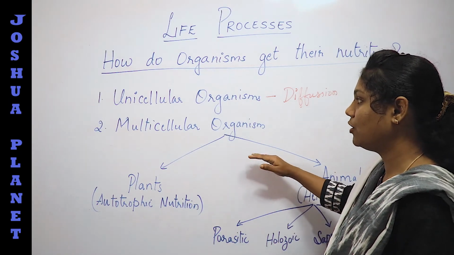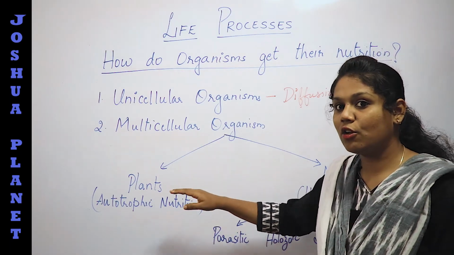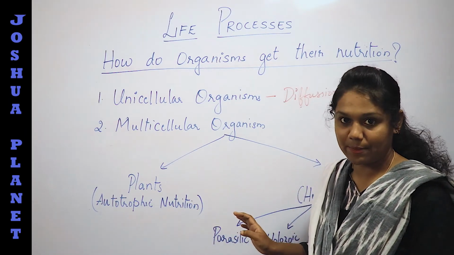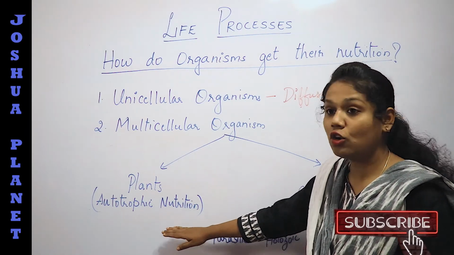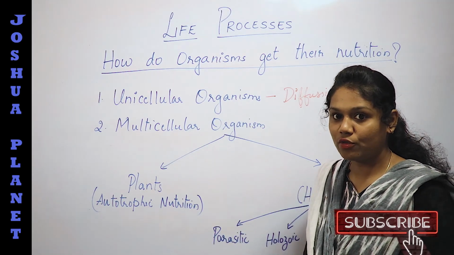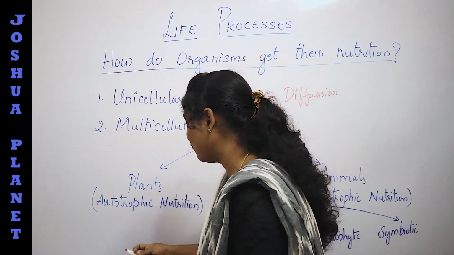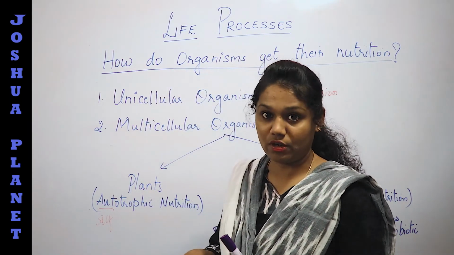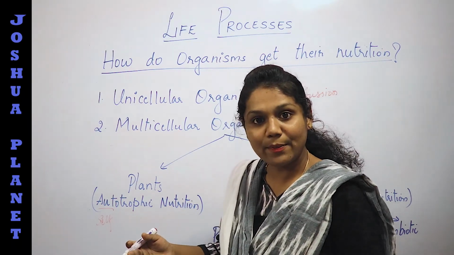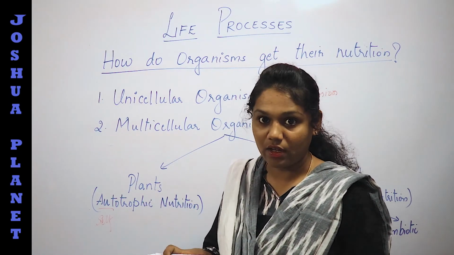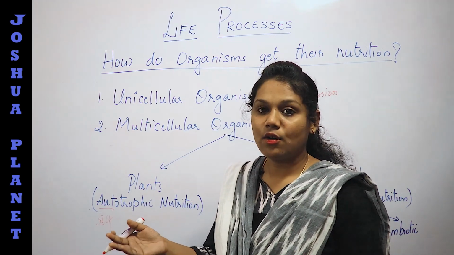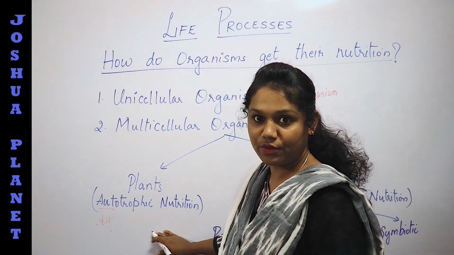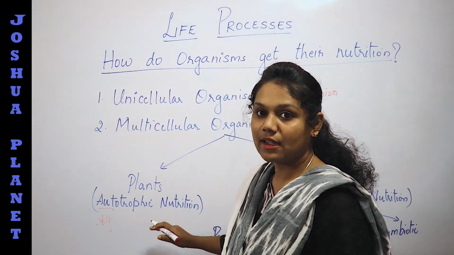Multicellular organisms include plants and animals. The process of nutrition in plants and animals is not the same. In plants, they will show autotrophic nutrition. So what do you mean by autotrophic nutrition? The word auto means self, right? So plants are the ones which will make their own food. The organisms which are capable of synthesizing their own food, making use of sunlight, water, carbon dioxide and chlorophyll. This is what autotrophic nutrition means, and this is seen in green plants.